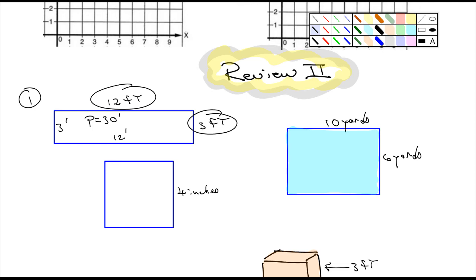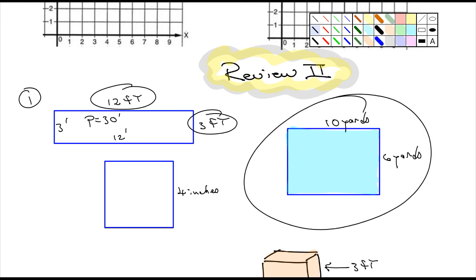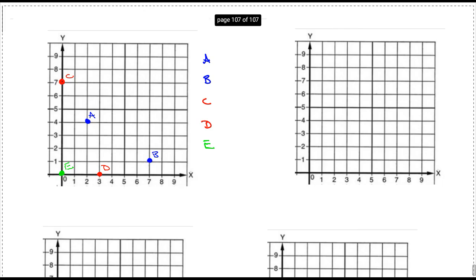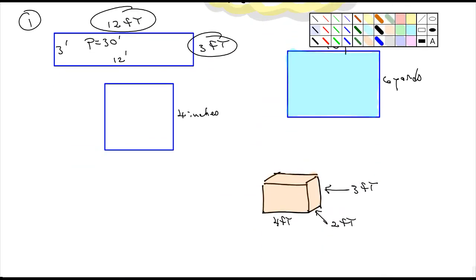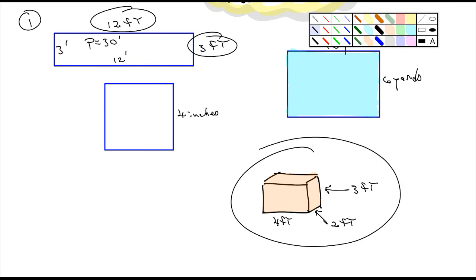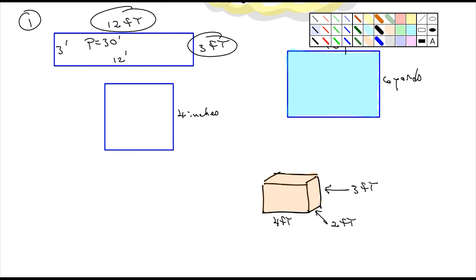It's not 30 feet squared like you would if you were figuring out an area. It's not 30 feet cubed like if you were figuring out a volume. It's just 30 feet because you're just measuring the distances around a particular shape.